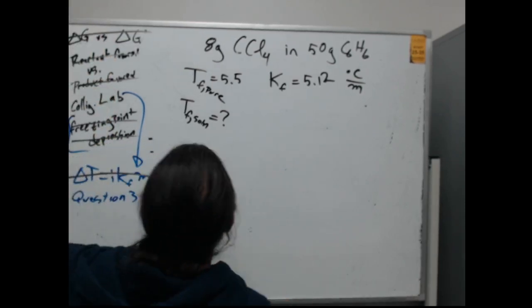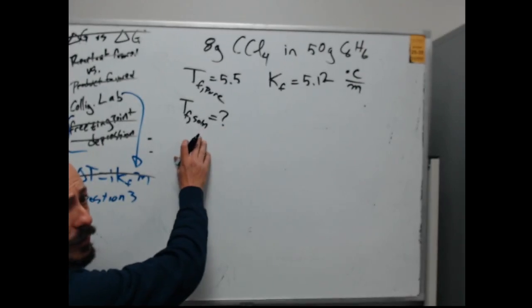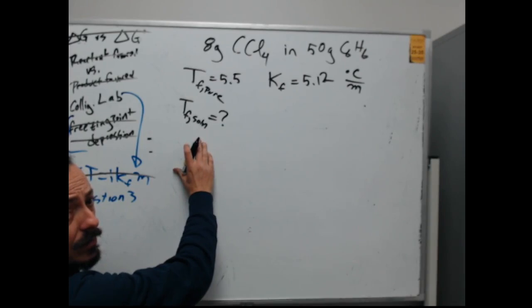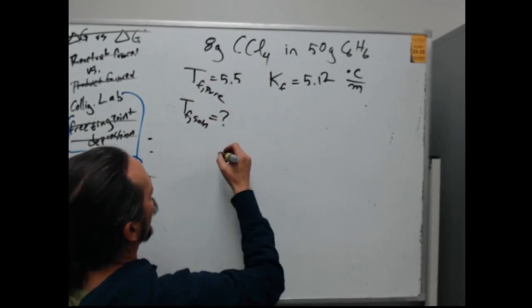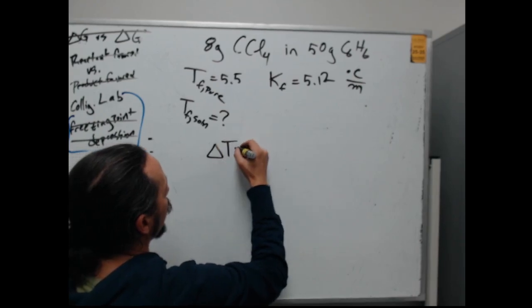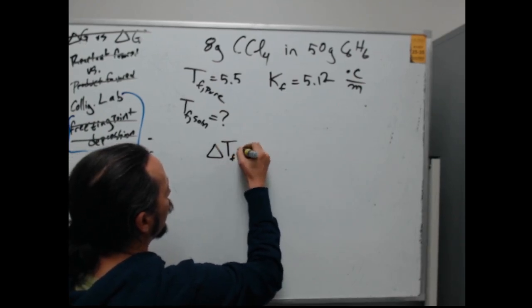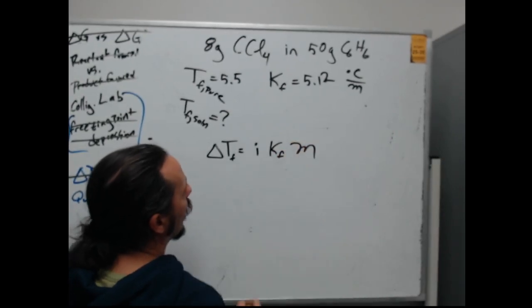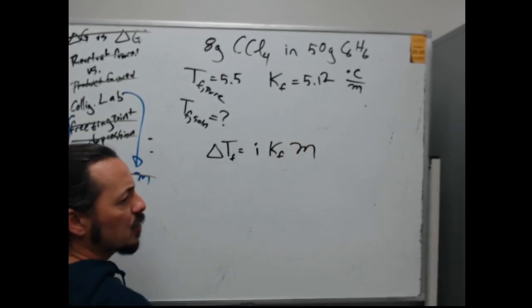Does it ask for a final solution or the delta T? Just says freezing point of solution. Okay, well I'm going to calculate delta T first. My delta T of freezing is going to be i times KF times molality.